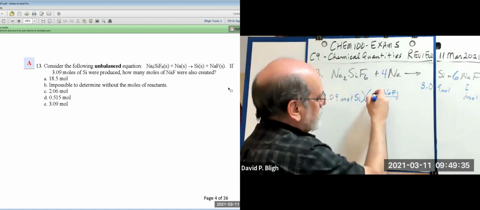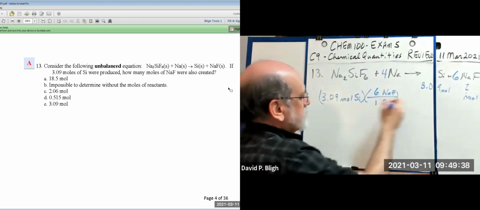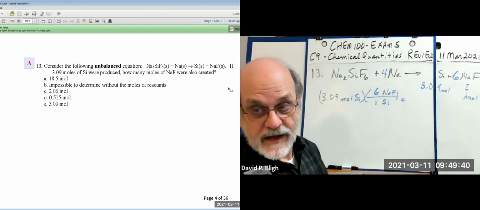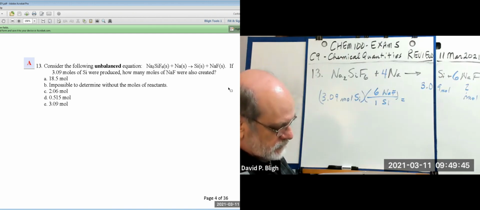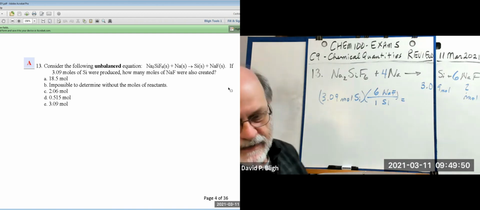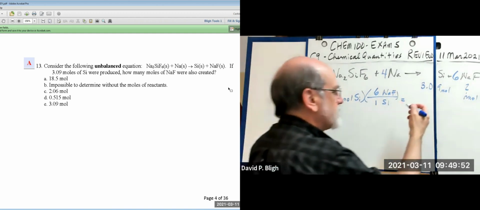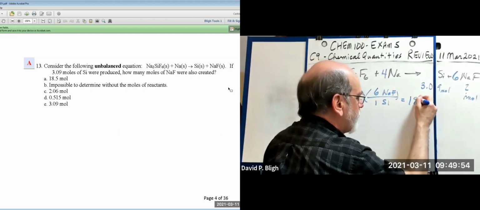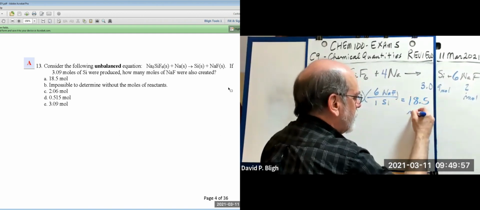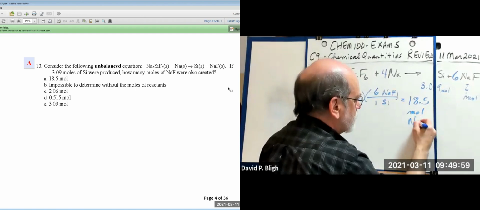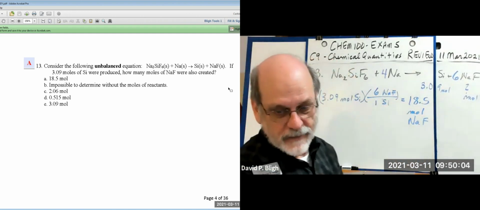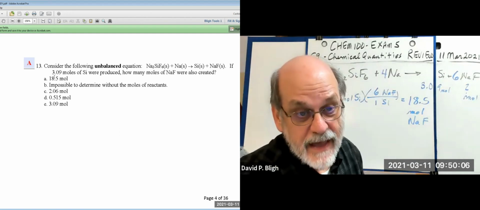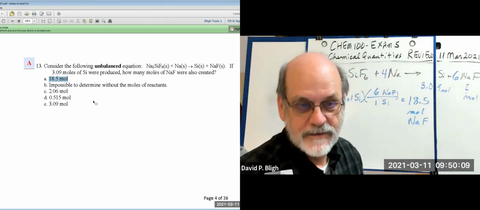Silicon's 1, sodium fluoride is 6. So we just do 6 times 3.09. 18.5, 3 significant figures. Moles of sodium fluoride, because that cancels there. Okay, 18.5 should be A. Okay.